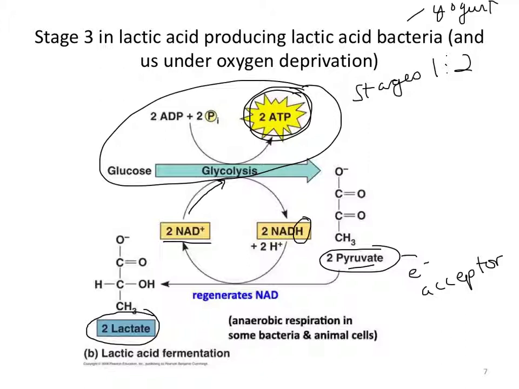Okay, each 2 pyruvates to 2 lactic acids, that's 1 each. All right, and that's very acidic, so it equals sore muscles in us, or spoiled milk when lactic acid bacteria are doing this in milk, and that spoiled milk curdles and forms yogurt.